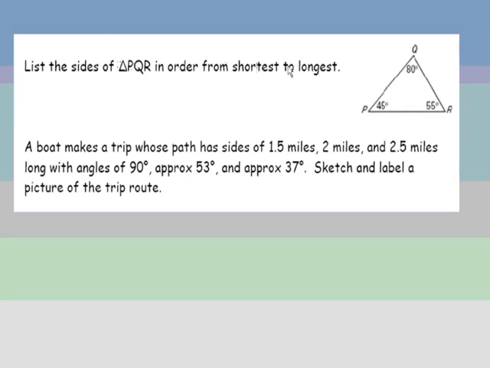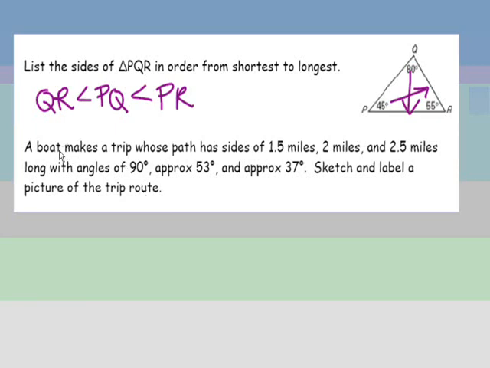So this wants us to list the sides in order from shortest to longest. Well, the shortest side is going to be opposite the smallest angle, so QR is going to be my shortest side, and the longest side is going to be opposite my greatest angle, which means that PR is going to be my longest side, which means that the other side, PQ, must be my middle. So QR is going to be less than PQ, and PQ is going to be less than PR, right? Shortest to longest.